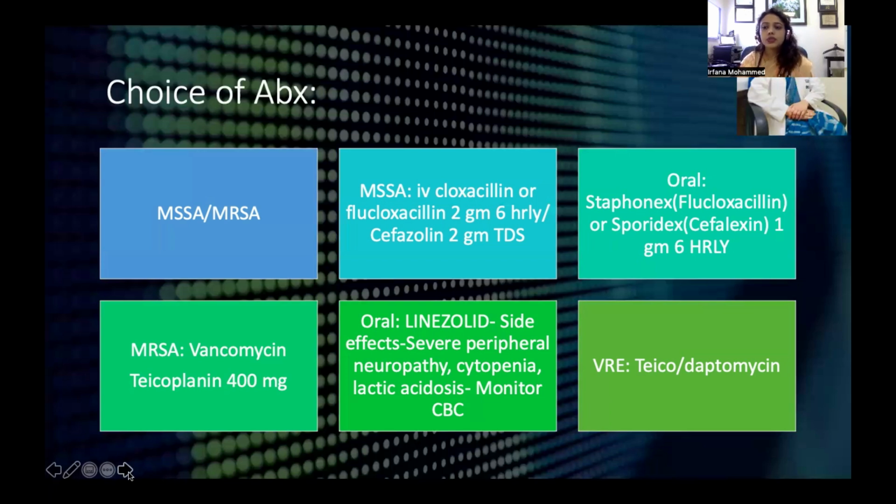And mind you, the dose of linezolid is 600 milligram twice daily for bacterial infections. But when you are giving it for TB, as a second line drug, or for NTM, non-tuberculous mycobacteria, the dose of linezolid is just 600 milligram once daily, not twice daily.